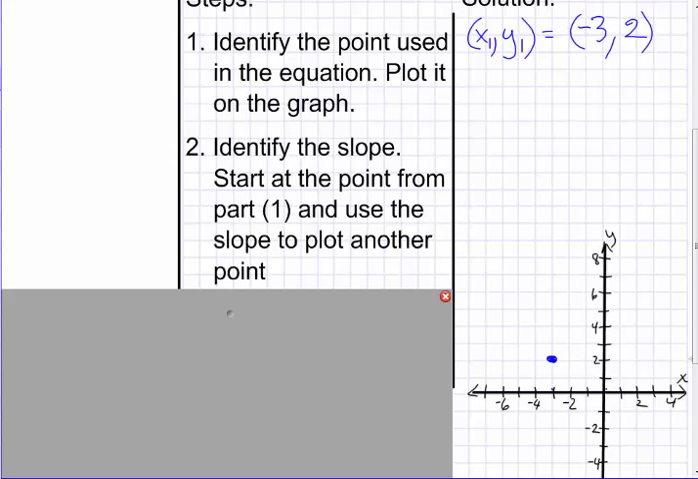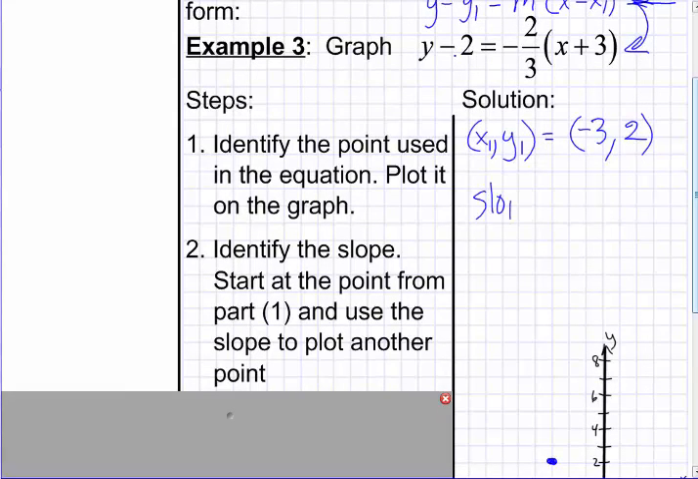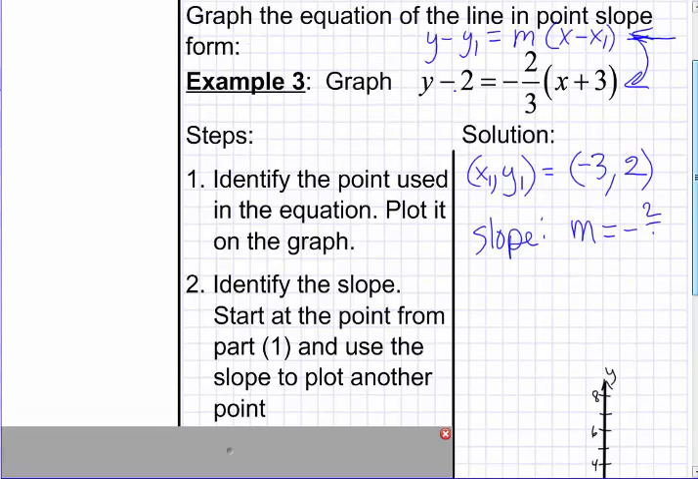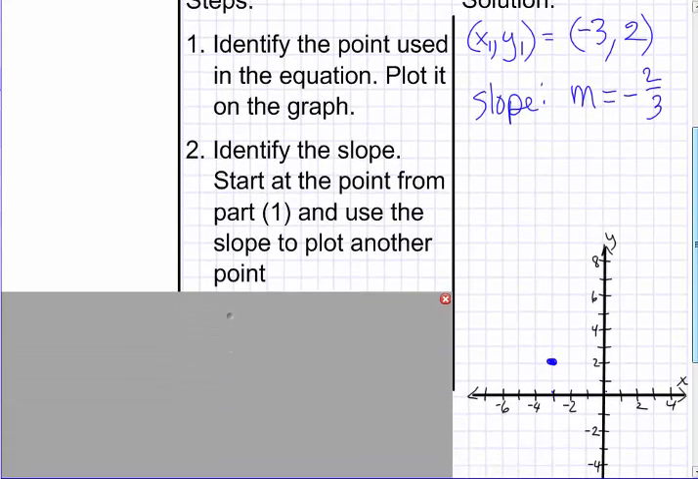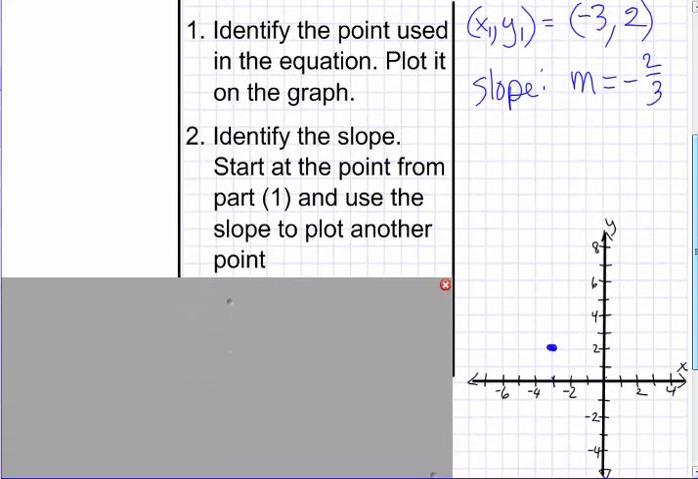Next, going to identify the slope. Start at the point from part 1 and use the slope to plot another point. So our slope is m equals what? Negative 2/3. M is the slope. Here's the slope. So negative 2/3. So I've identified the slope. So number 2 says start at the point you just plotted. That's the negative 3, 2.